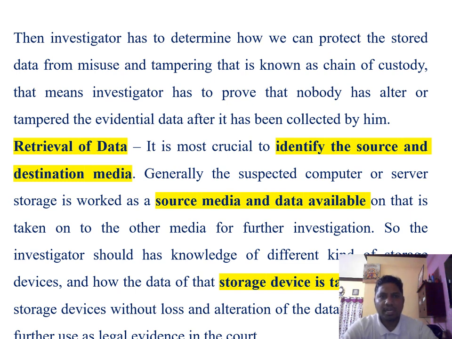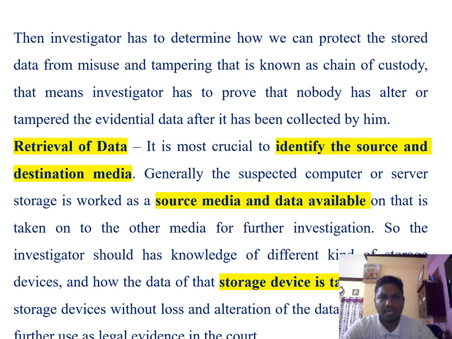Then the investigator has to determine how we can protect the stored data from misuse and tampering, that is known as the chain of custody. That means the investigator has to prove that nobody has altered or tampered with the evidential data after it has been collected by him.